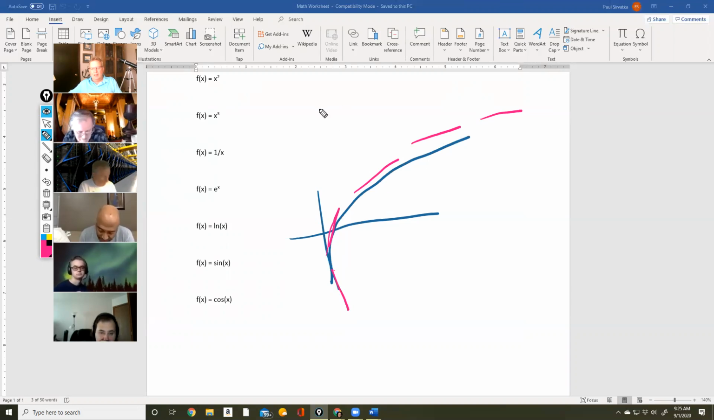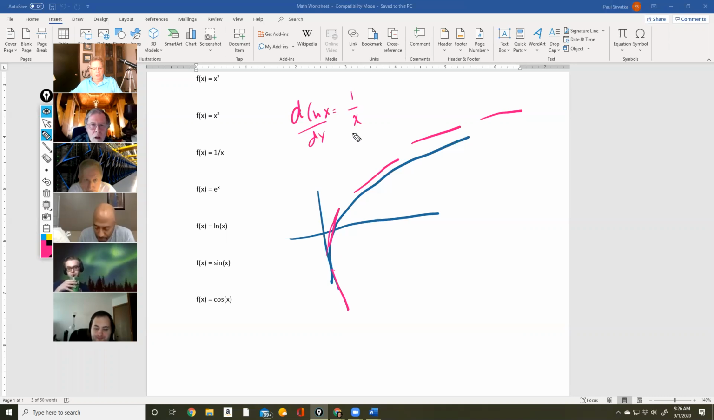Which makes sense if the derivative of the natural log of x is 1 over x. When x is close to 0, this is getting infinitely huge. When x is 1, the slope is 1. When x gets bigger, the slope gets smaller and smaller and smaller, and approaches 0. So it becomes, by the way, asymptotic where?